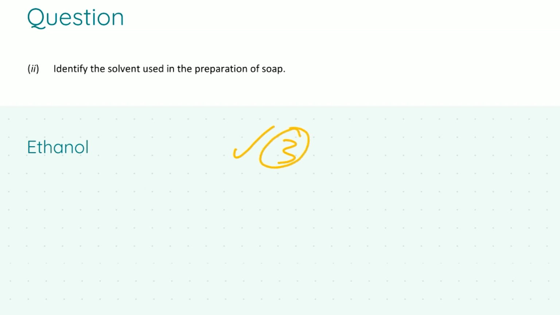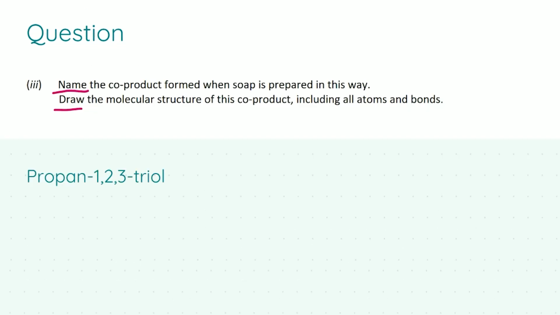And now we're nearly there, onto the final part of this question. So now the final part of the whole question and the final part of part C, which is about our soap preparation, will be to name and draw the co-product formed when soap is prepared in this way. So asking us to name the product, which as we've written down here, is propane 1,2,3-triol. So that's the name of it, and I'll show you how to draw it now based on the name.